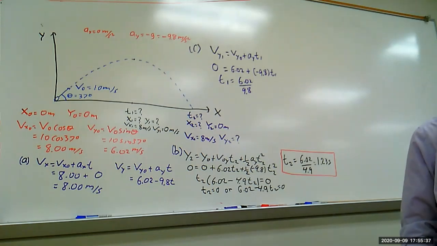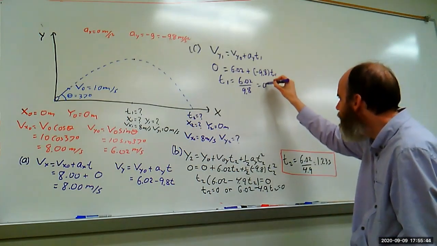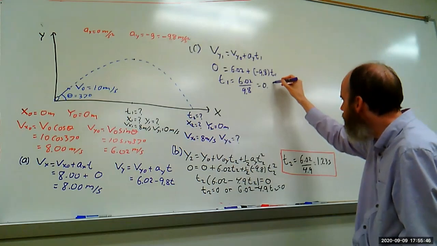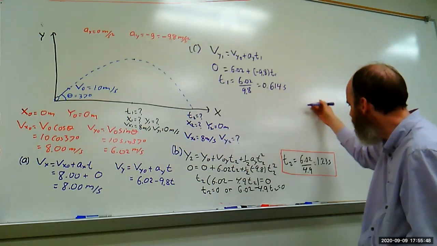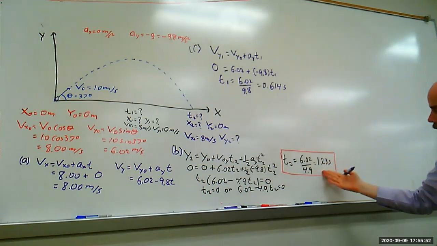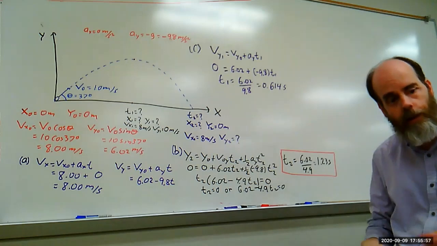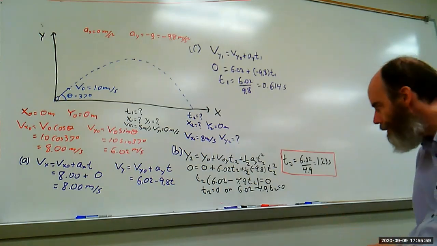And just as we suspected, it is equal to 0.614 seconds. So 2 times T1 does equal T2, as we suspected. So now that we have T1, we can find the maximum height, Y1.